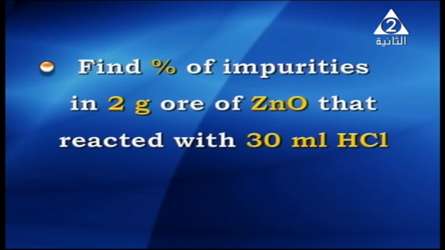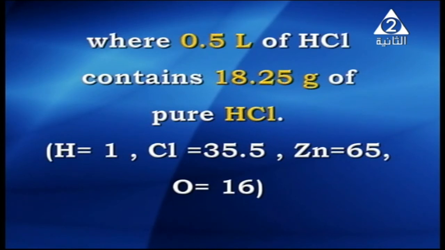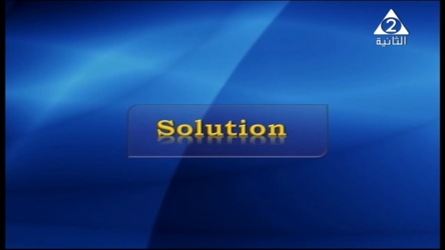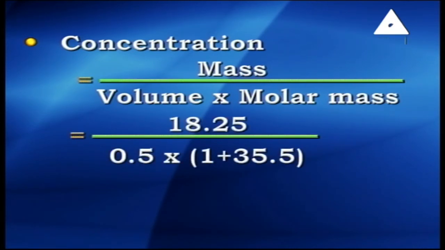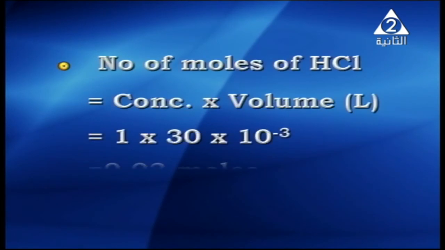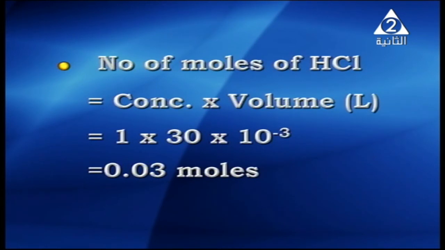Another problem. Find the percentage of impurities in 2 gram ore of zinc oxide that reacted with 30 milliliter of hydrochloric acid, where 0.5 liter of hydrochloric acid contain 18.25 gram of pure HCl, where the atomic mass of hydrogen equal 1, chlorine equal 35.5, zinc equal 65, and oxygen equal 16. Solution. Concentration equal mass over volume times the molar mass. So 18.25 over 0.5 times (1 plus 35.5) equals 1 molar. So number of moles of hydrochloric acid equal concentration times volume equal 1 times 30 times 10 to the power negative 3 equals 0.03 moles.